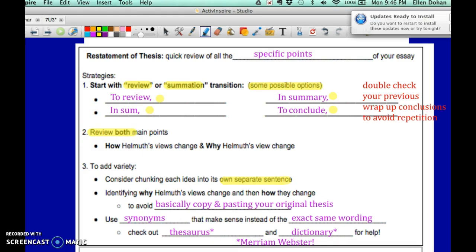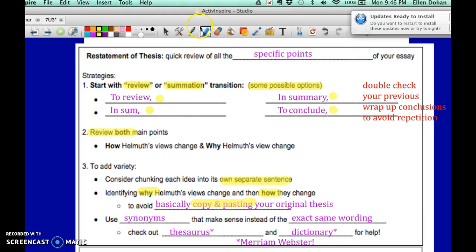You can also add some variety by switching the order in which you talk about the ideas. So if your original thesis talked about how, then why, you could first talk about why, then how. And the reason we do this is, again, to avoid the basic copy and pasting. That's not showing that I can review these main points in my own words.